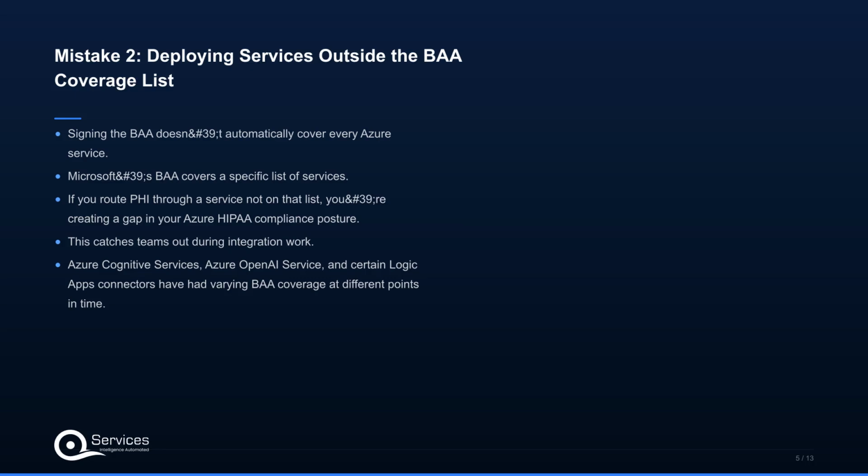Now, moving on to mistake 2, deploying services outside the BAA coverage list. Signing the BAA doesn't automatically cover every Azure service. Microsoft's BAA covers a specific list of services. If you route PHI through a service not on that list, you're creating a gap in your Azure HIPAA compliance posture. This catches teams out during integration work. A developer building an Azure Healthcare Data Pipeline might use a preview service or a newer Azure offering that hasn't yet been added to the BAA coverage list.